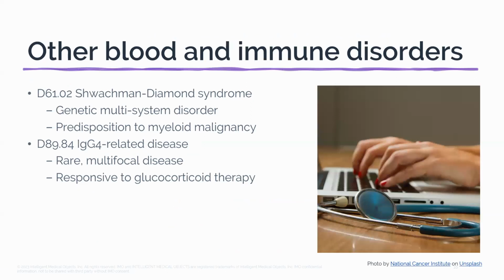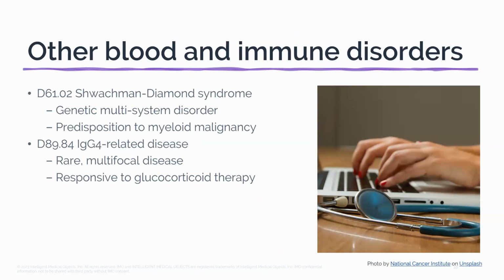Schwachman-Diamond syndrome is another new code that is a multi-system disorder characterized by bone marrow failure, exocrine pancreatic dysfunction, and a predisposition to myeloid malignancies. In the tabular at D61.02, there's instructional notes to code also those associated conditions, like exocrine pancreatic dysfunction, if the patients develop myelodysplastic syndrome or acute myeloid leukemia.